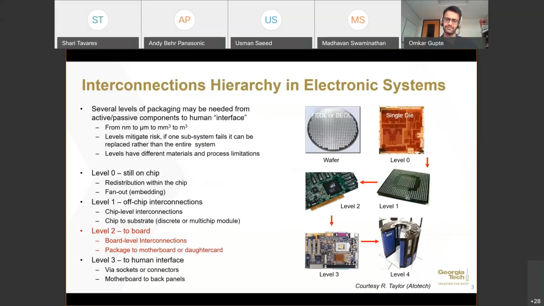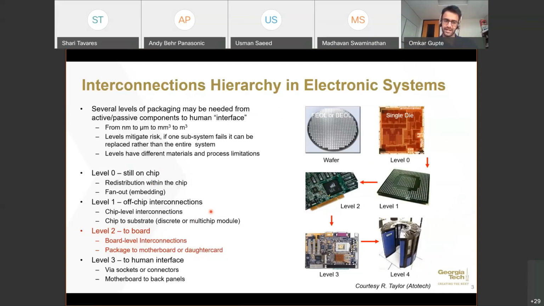So with that, I would first like to talk about the interconnections in electronic systems themselves. There is a hierarchy in the interconnections in the electronic system, starting from the chip itself, which is called level 0. After the chip is fabricated, we end up packaging the chip for multiple reasons, for getting the signals out and mainly to protect the chip. And the packaging is done, and the connections are made using these different levels of interconnections.